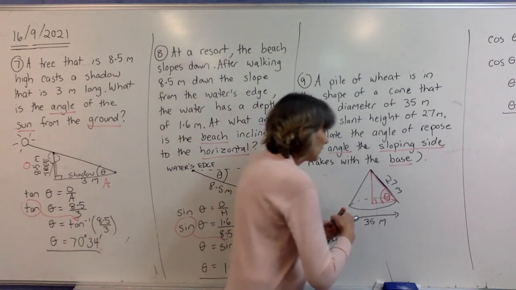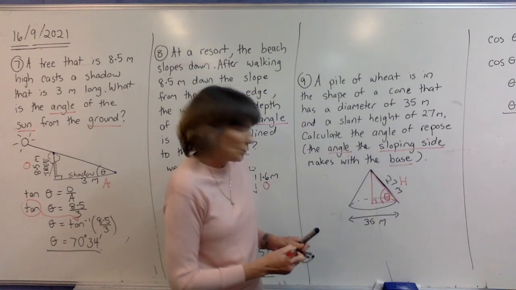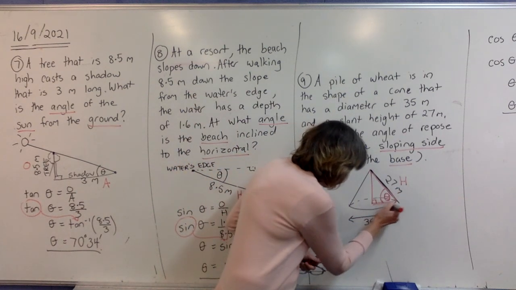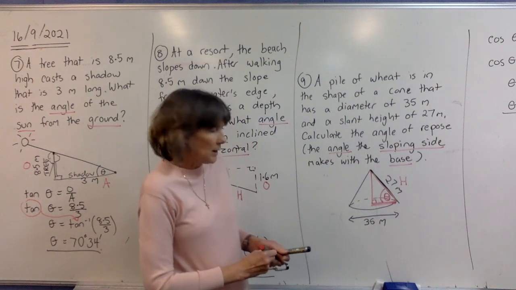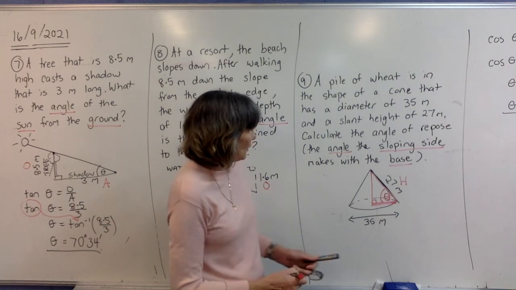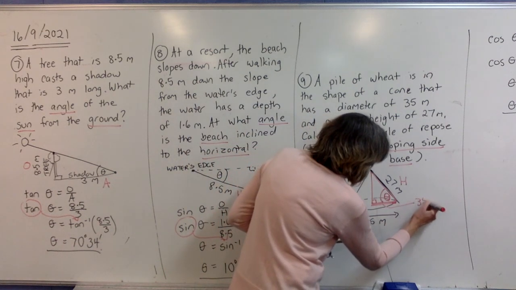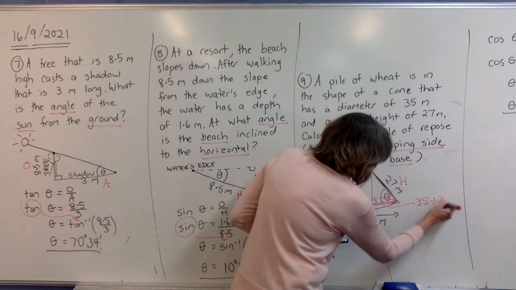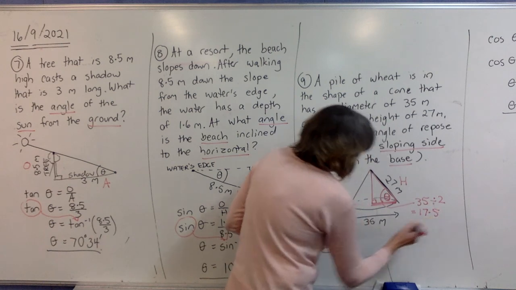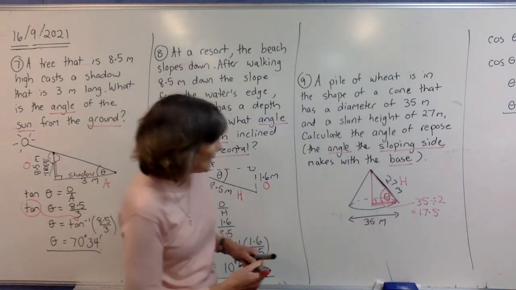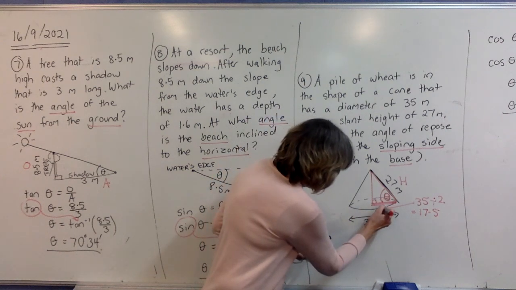Okay, so let's look at what we have. We do have our hypotenuse, but we don't have anything else in the right angle triangle unless you start thinking about it. I'm sure you can work out that side. That side is going to be half of 35. All right, so you can do half of 35 or 35 divided by 2, and that will give you 17.5.